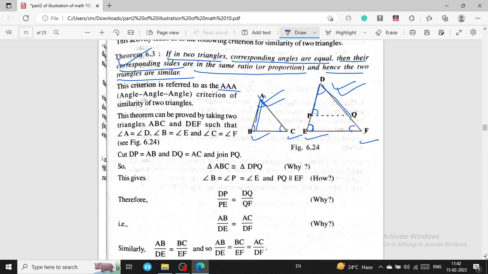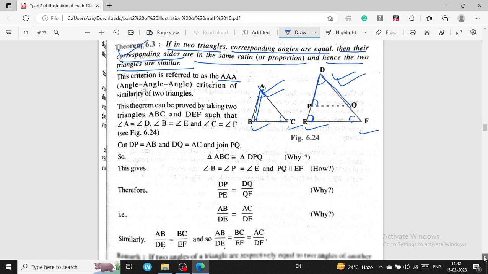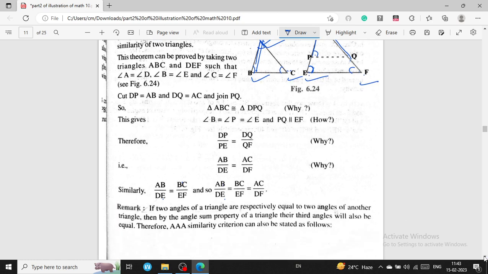And according to the first theorem, we can also say AB over DE is equal to AC over DF. And from this we can say that AB over DE is equal to BC over EF. And so AB over DE is equal to BC over EF and AC over DF. And this proves that both triangles are similar.